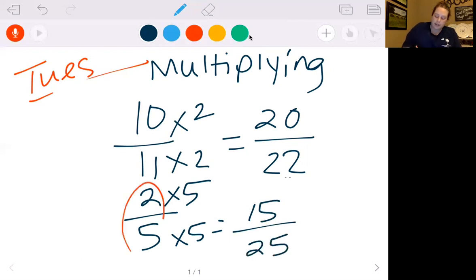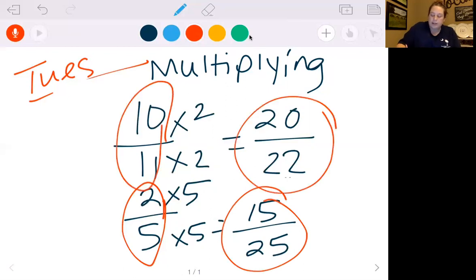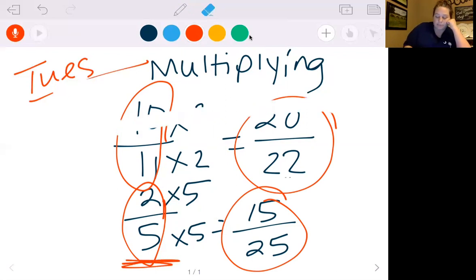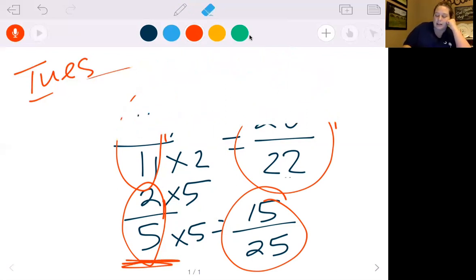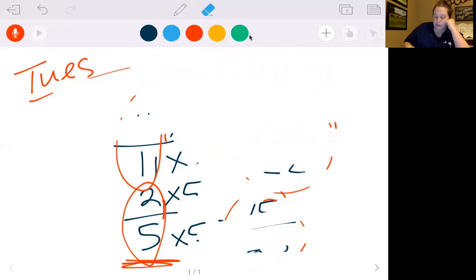So that means that this number and this number are equivalent. This number and this number are equivalent. All equivalent means is if I were to put them on a number line, they would end up at the same spot. It's easier though with these numbers because they're smaller, and that's why we're going to reduce. So that's how to do it with multiplying. Super, super easy. Now let's look at how to do it with division.